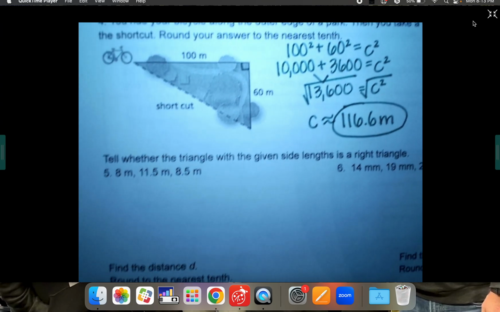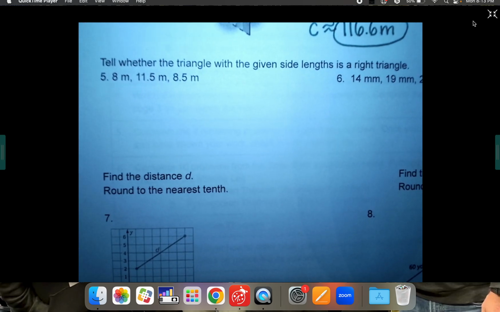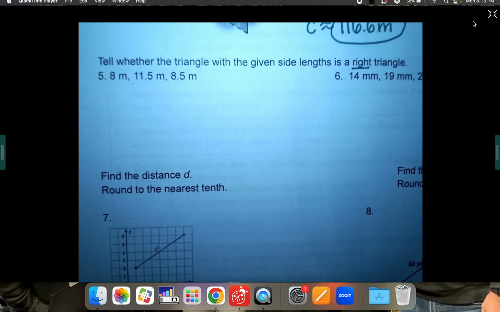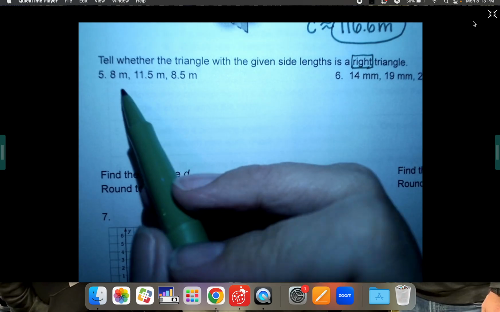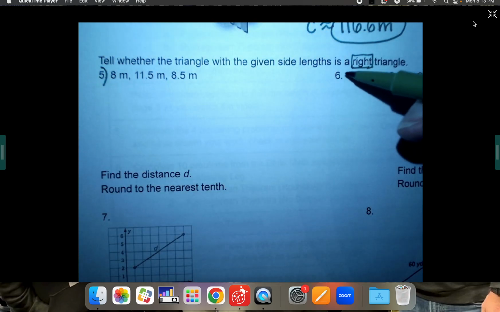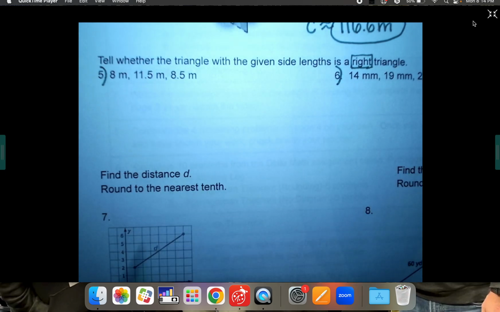Okay, numbers 5 and 6 are those problems where you have to tell if it's a right triangle or not. So remember, if you're using the Pythagorean Theorem, a squared plus b squared will exactly equal c squared if it's a right triangle. If it's not, it will not exactly equal. So you have to decide, and that's not 5.8, by the way, that's problem number 5, problem number 6. So you have to decide which of these is the longest to make your c.